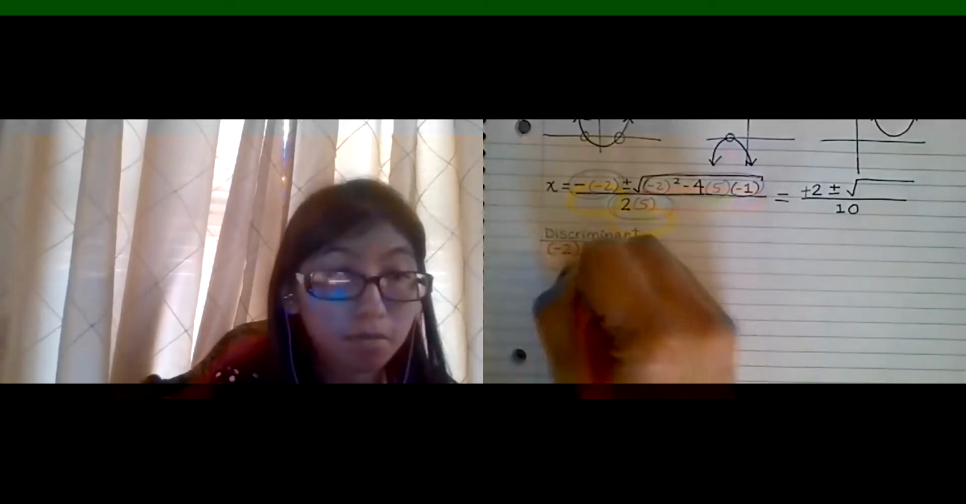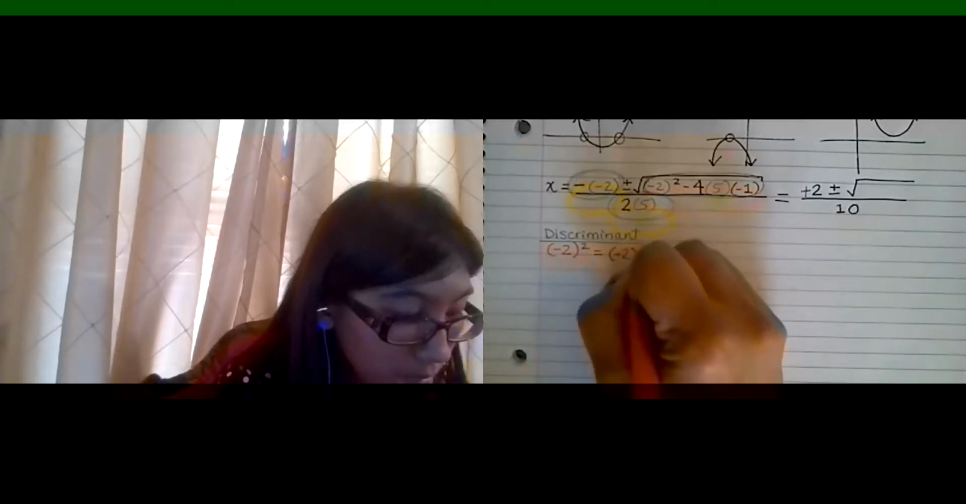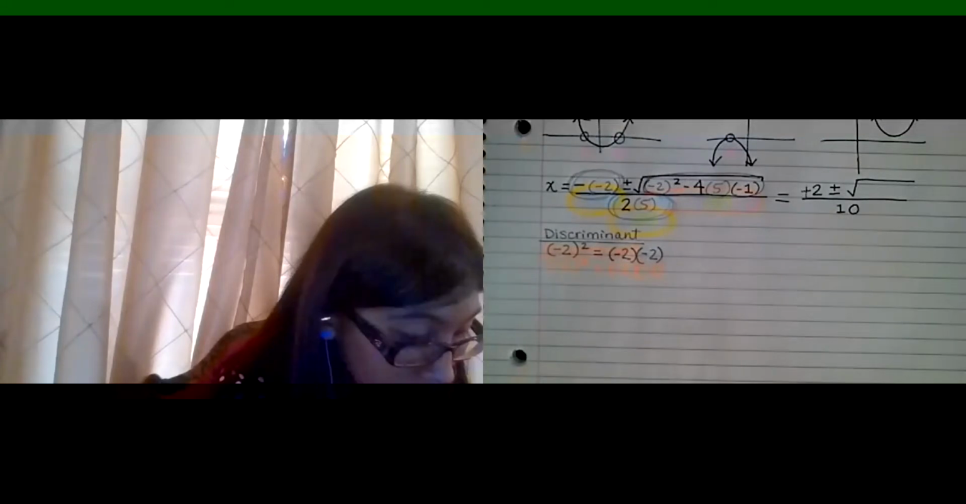So first and foremost, I have -2 and it's being squared. So whenever something's being squared, that means that you take it and you multiply it by itself. So -2 times -2 is? Positive 4. Positive 4, okay. And again, I'll draw a little dashed plus sign.